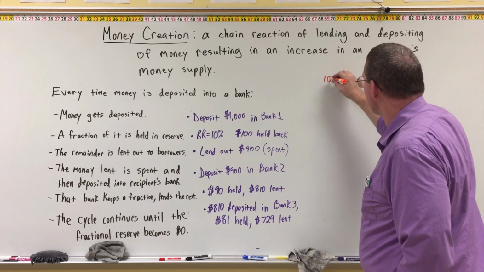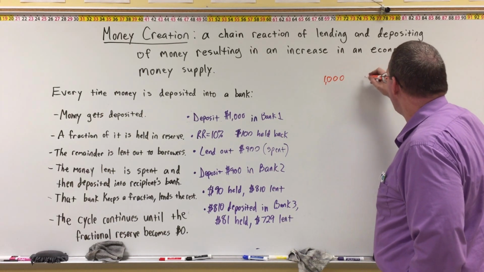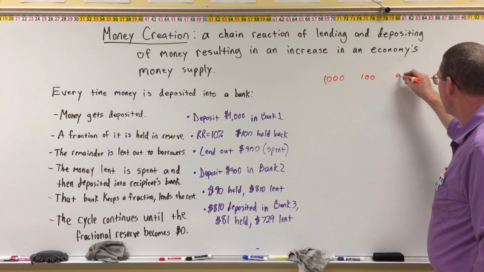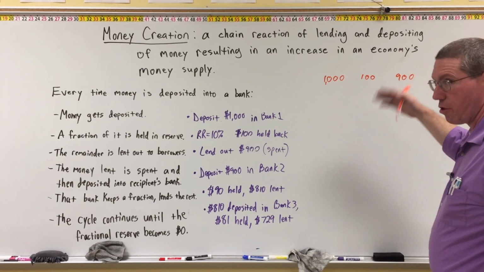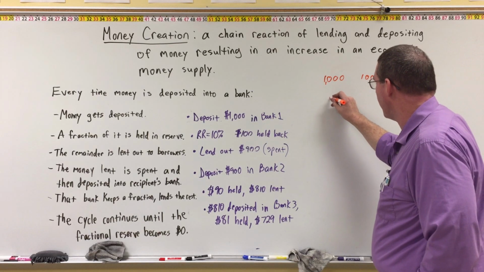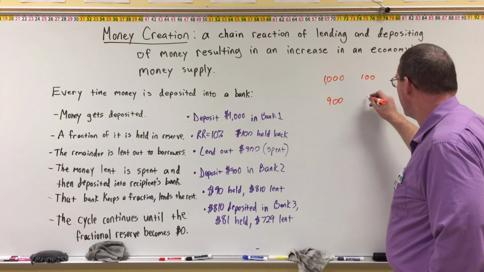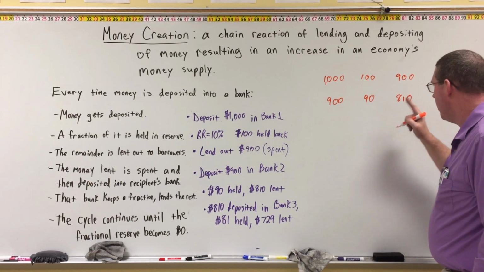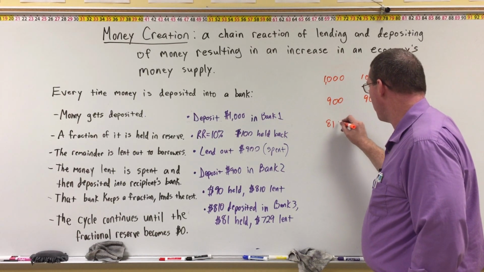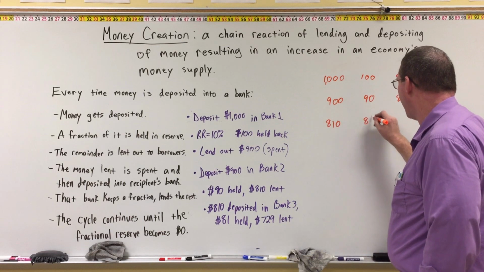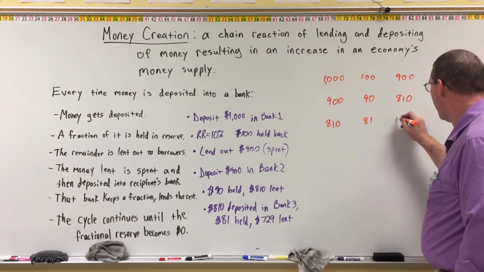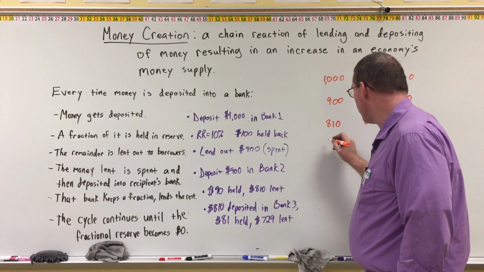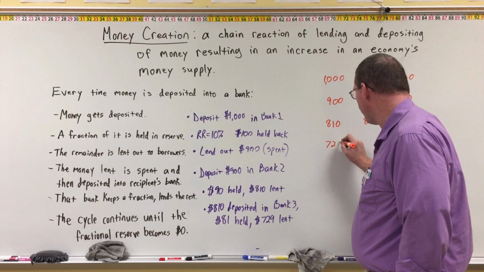We had $1,000 in an initial deposit. They held back 100 because it was 10% required. Then they lent out $900. That was spent and then deposited in another bank. So that's 900 deposited. That bank had to hold 90. They were able to loan out 810. That was eventually deposited in another bank, 810. They had to hold back 81. They were able to lend out 729. That 729 lent out was spent and deposited, 729.